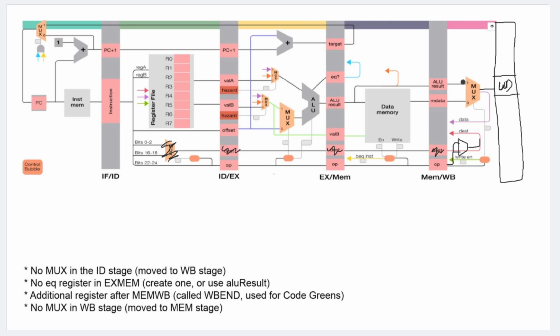And then the last change between these is that this mux is actually not in the WB stage anymore. It's in the one right before it. This is a pretty small change. It just means that the ALU result and MData get muxed here and go into a new register called, this is getting really messy here, so we're going to move it up here. This is your write data register.